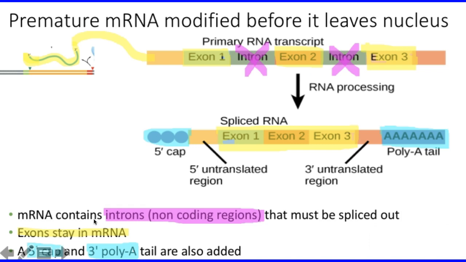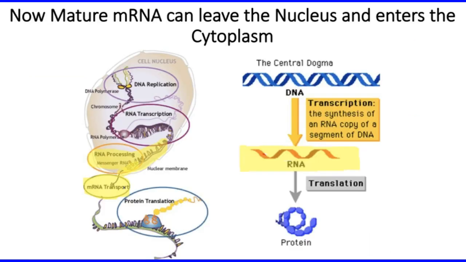So once again, messenger RNA contains these introns, which are non-coding segments. So those are the ones we're going to splice out with spliceosomes, and the exons are the expressed gene information. That's why we're going to keep them, and they're going to stay in the messenger RNA. The 5' cap goes on the 5' side. The 3' poly A tail is a long strand of adenines. And now you just went through RNA processing. So now you are a mature messenger RNA. So now you are allowed to leave the nucleus and enter into the cytoplasm of the cell.